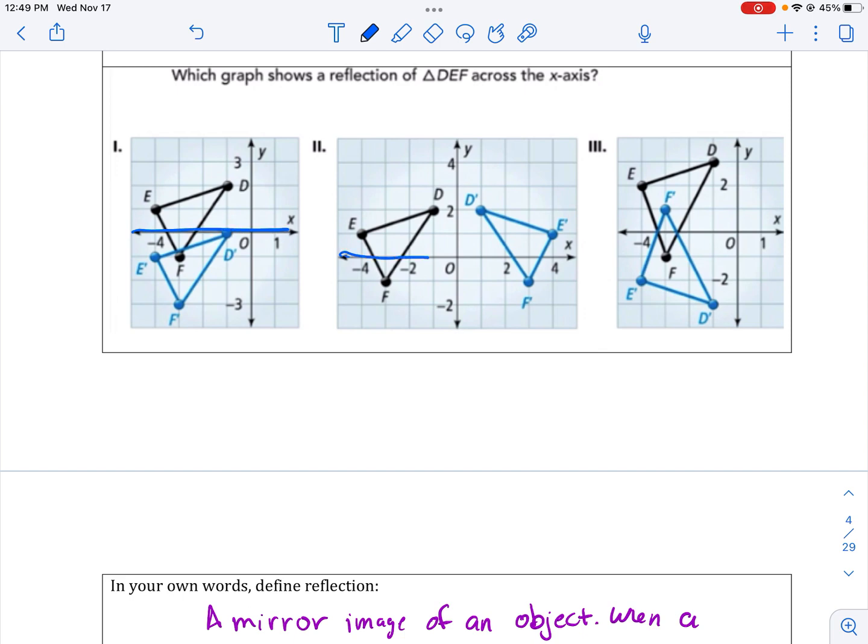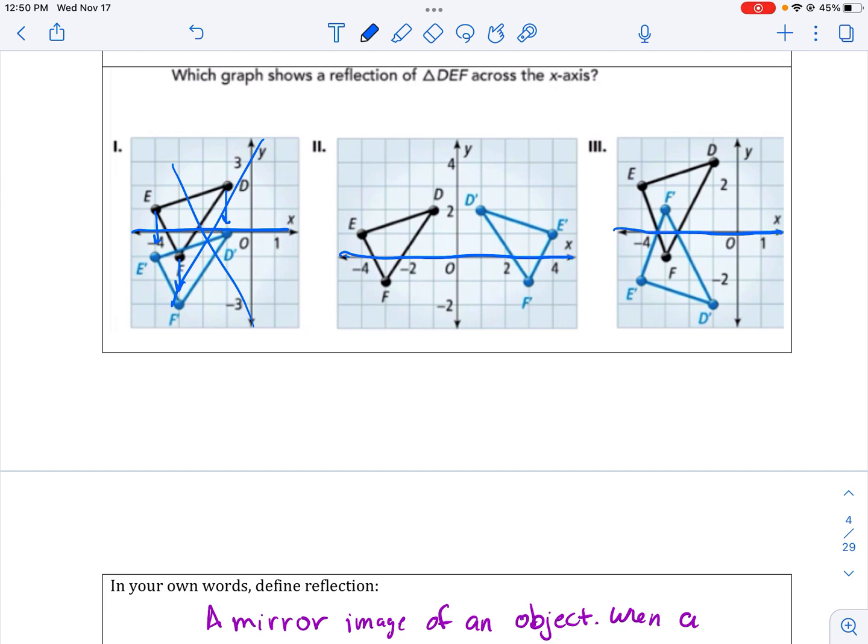So I'm just going to highlight my x-axes here and see which shape flips over top of my x-axis. This first graph here is just a translation sliding it down. That is not a reflection. Nothing flips. The second one is a reflection because if you look, both shapes are mirror images of each other. The original, the triangle on the left, flips over our y-axis to get our triangle on the right. That is not a reflection over the x-axis.